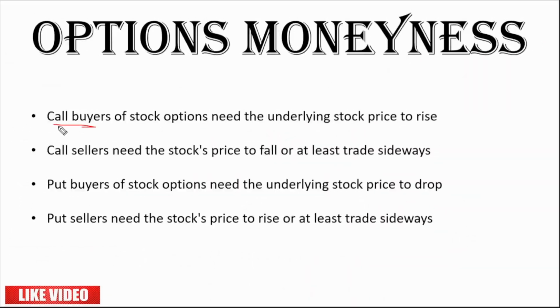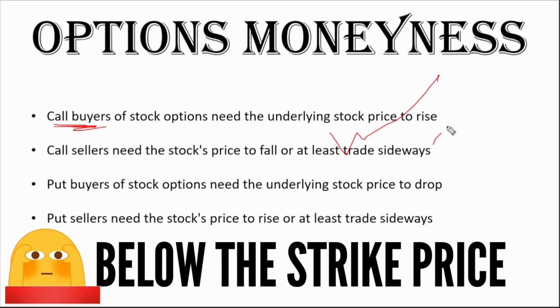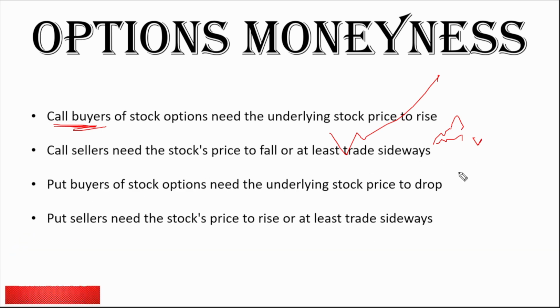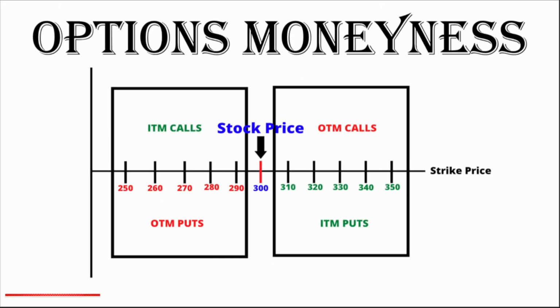Remember, call buyers of stock options need the underlying stock price to rise. Call sellers need the stock price to fall or at least trade below the call price. Put buyers of stock options need the underlying stock price to drop. Put sellers need the stock price to rise or at least trade above the put option. We can see in this graph, to make things even easier for us to understand, how ITM and OTM options work. Let's say, for example, you are a long call option buyer. You bought long calls at 310, 320, 330, 340, and 350.